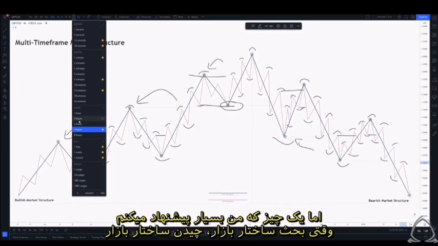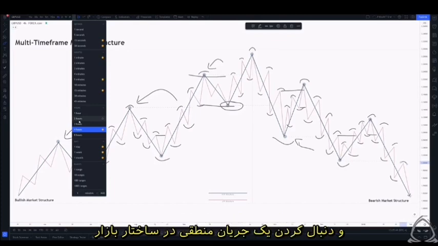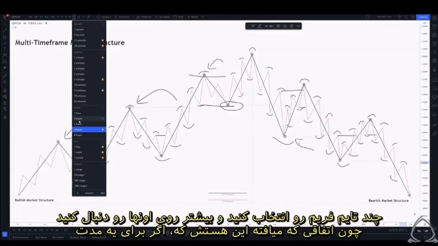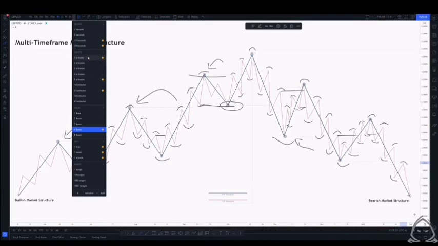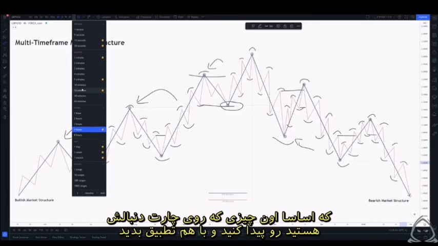But one thing that I do strongly suggest when it does come to mapping market structure, and following a logical flow in market structure, is to pick a few time frames and follow them more specifically. Because what will end up happening is if for a while you're using, say, the daily, the 4 hour, the 1 hour, the 15 minute, the 5 minute, then the 4, 3, 2, 1 minute, you're going to start just looking through time frames to essentially match whatever it is you're trying to find on the chart.